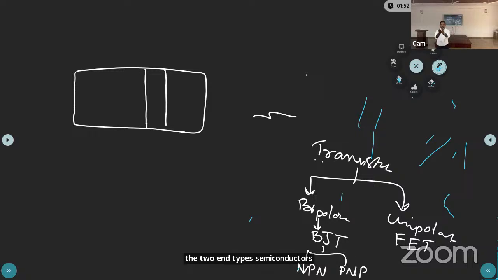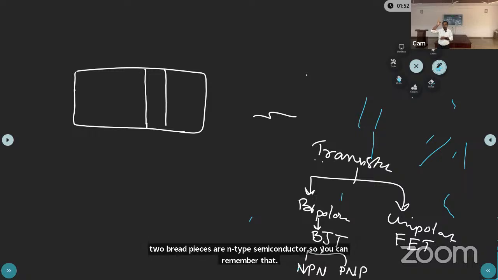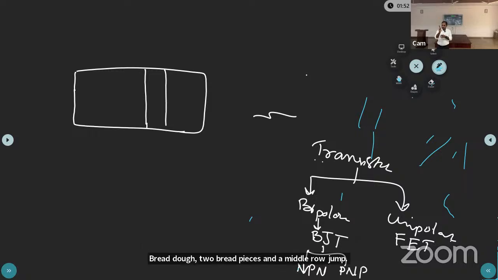Similarly, you can think of bread with jam in the middle. The jam is the P-type semiconductor and the two bread pieces are N-type semiconductors. So you can remember that: two bread pieces and jam in the middle. That is the NPN. The jam is sandwiched between the two bread pieces. Here also the N-type and P-type are sandwiched. That is the construction of the NPN transistor.